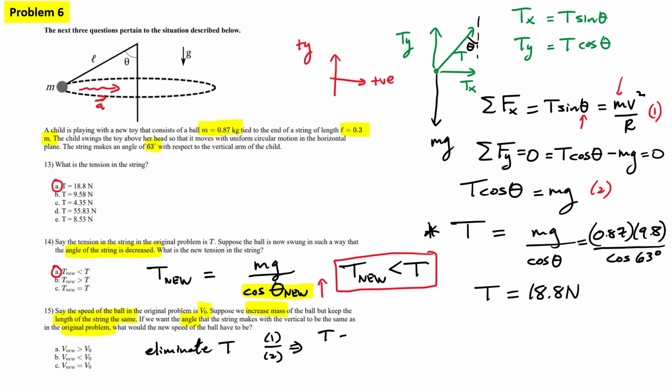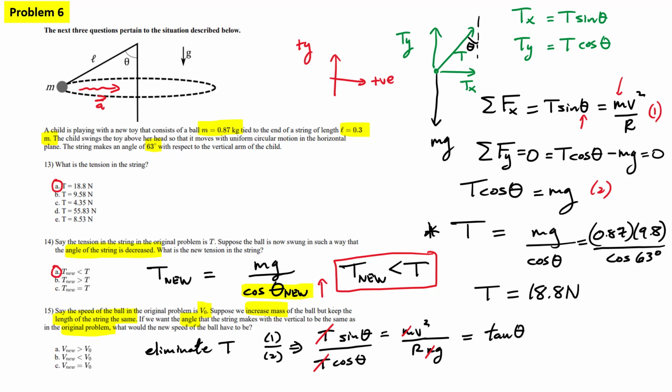We get equation 1, T sine of theta equals mv squared divided by r, and divided by equation 2, which is T cosine of theta equals mg. Let's see what we can cancel out. The tensions cancel out. The masses here cancel out. And what are we left with? You can see that this left-hand side is sine over cos. Well, that's nothing more than tangent of theta.